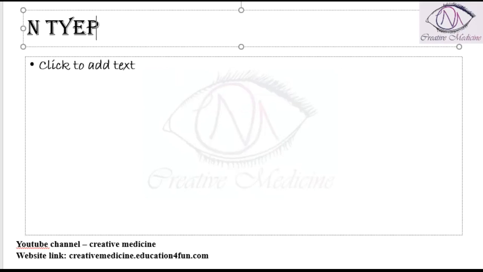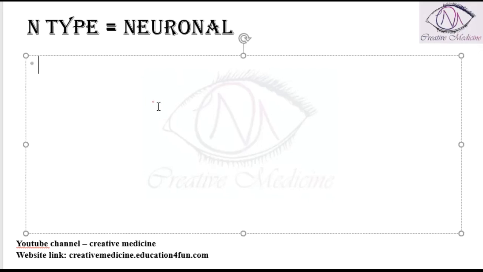Then we also have N type calcium channels, where N stands for neuronal type of calcium channels. This neuronal type of calcium channels is present in the central nervous system, and these neuronal type calcium channels are blocked by a drug called conotoxins.